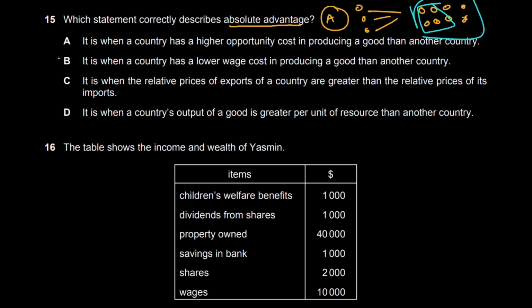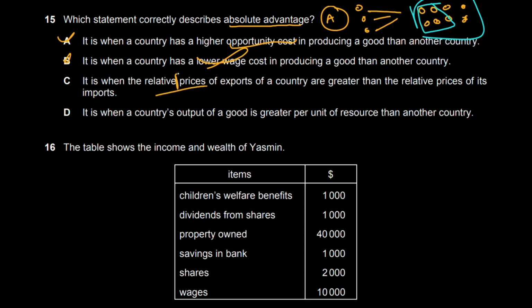So moving on to the options, option A states it is when a country has a higher opportunity cost in producing a good than another country. Now this is basically talking about opportunity cost. Hence this is wrong. Option B states it is when a country has a lower wage cost. That too is wrong, as it is talking about lower wages. Option C states it is when the relative prices of exports.